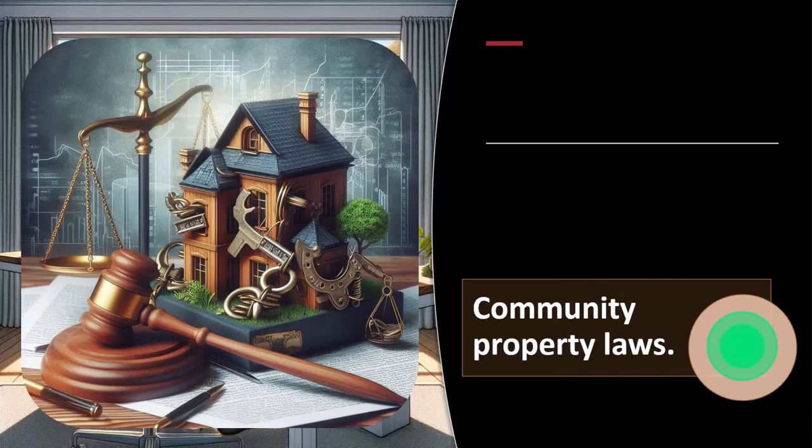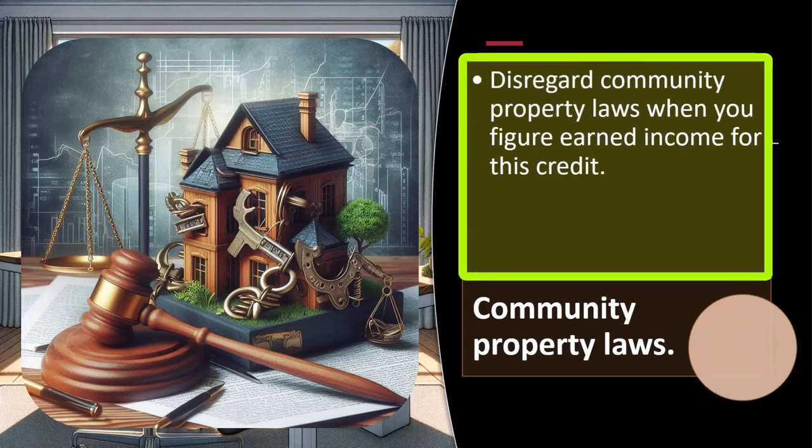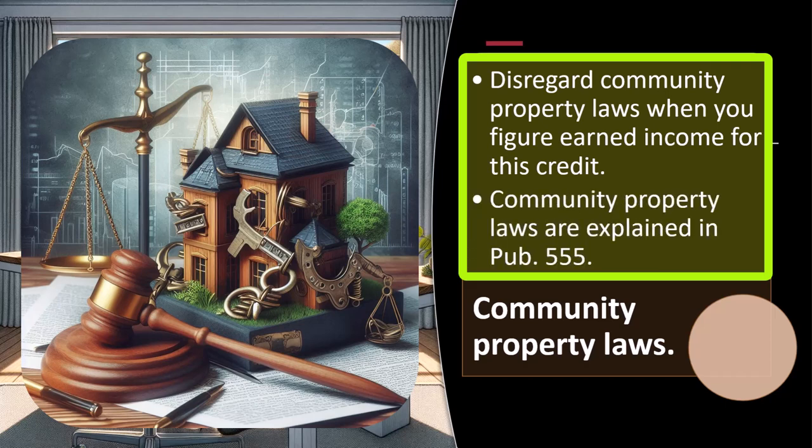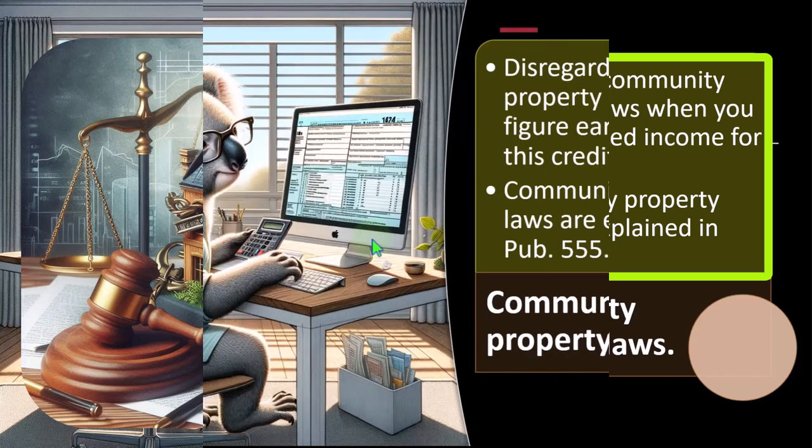Community property laws. Disregard community property laws when you figure earned income for this credit. Sometimes when we deal with these situations where we have the two spouses, it differs by state, because some states have community property laws that are different than other states, which leads to complications. But they're saying disregard the community property laws when you figure the earned income for the credit. Community property laws are explained in Publication 555.